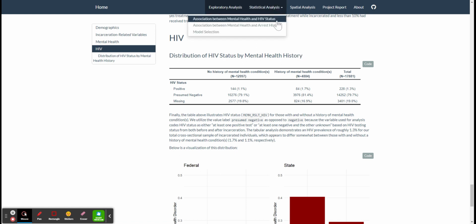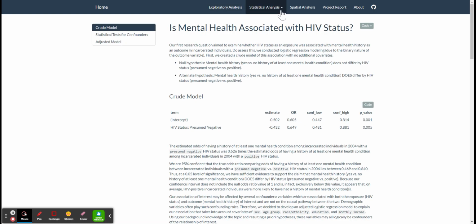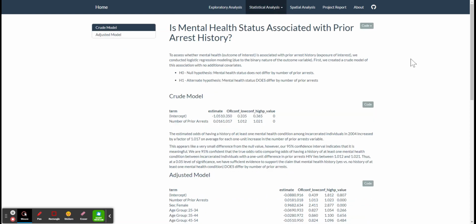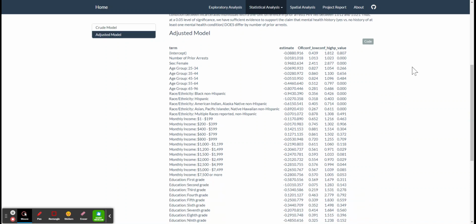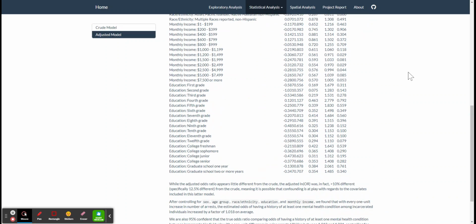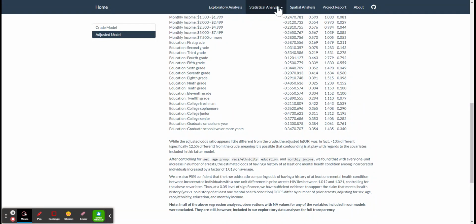We performed some statistical analyses to understand the strength of various observed associations. We found that both mental health and HIV status, as well as mental health and arrest history, are significant associations, and we performed some regression analyses to understand these relationships a little bit deeper.